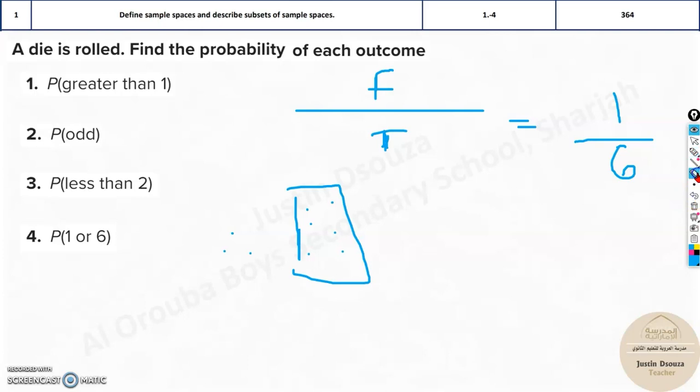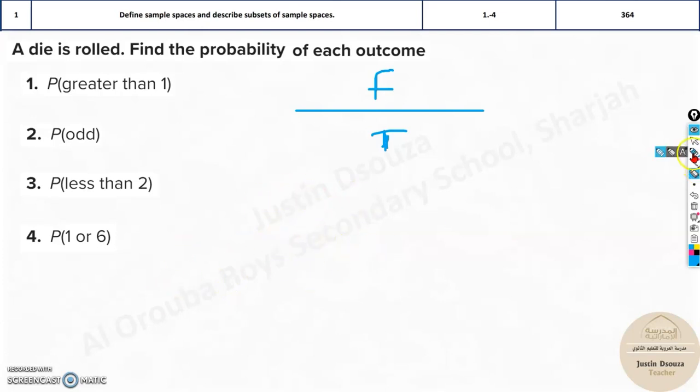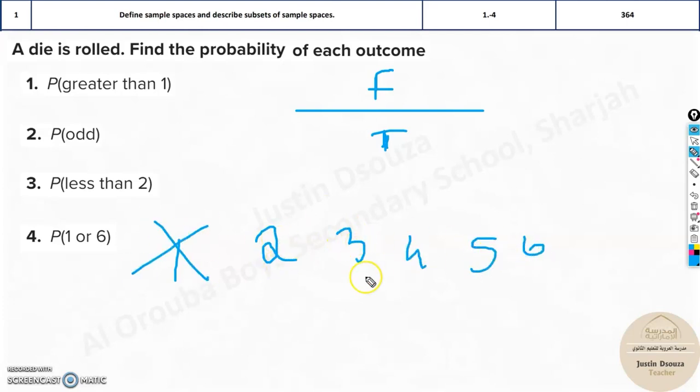Now let's see over here. What they have asked is greater than 1. What does that mean? There are 6 digits in the die. I need all the digits more than 1. So excluding 1, I need 2, 3, 4, 5, 6. Only this is excluded. So how many are there?